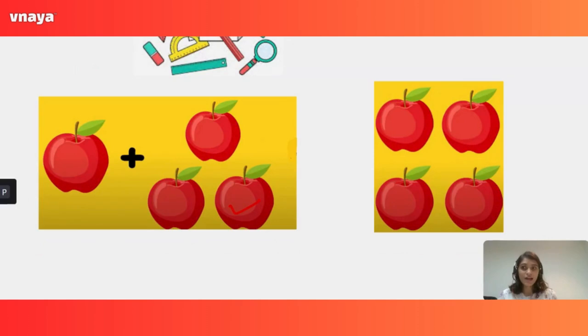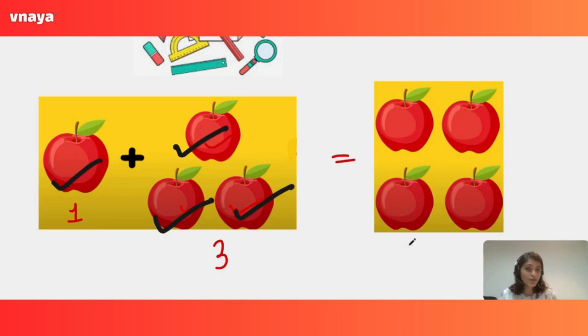Okay, let's have a very good example of the apples. So if I have one apple here and I add three apples to it, how many apples do I have in total now? So, let's count with me. One, two, three, four. So, how many apples do we have? We have four apples.